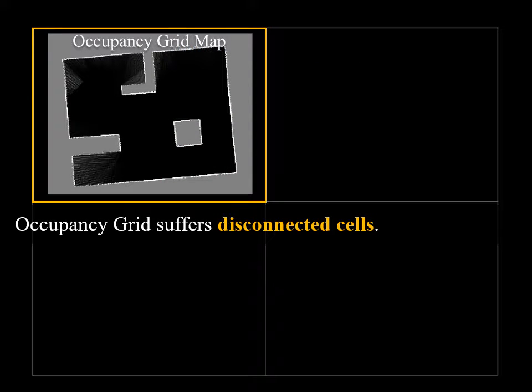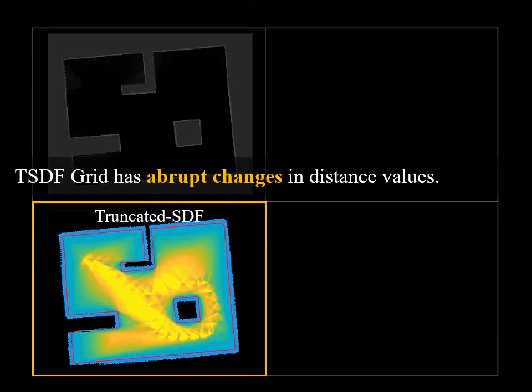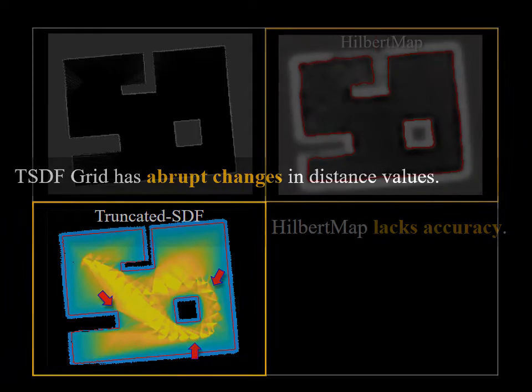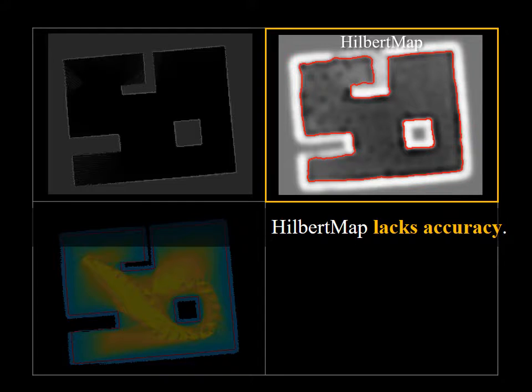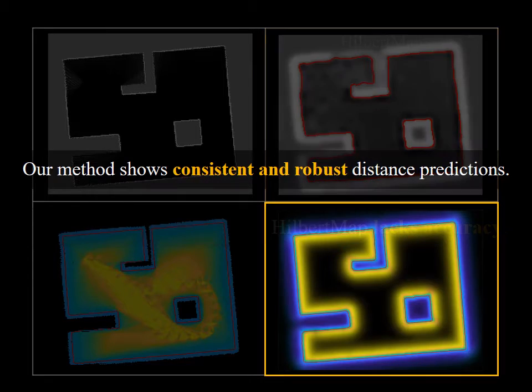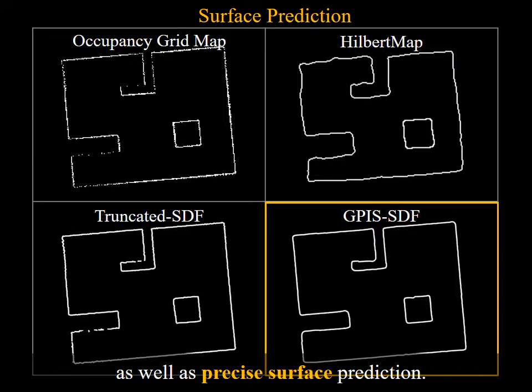In this case, occupancy grid maps suffer from disconnected cells, as not enough measurements have been made to trust a cell's occupancy. The truncated signed distance function has abrupt changes in its distance values. Hilbert map lacks accuracy and has poor edges. Our method, GPIS, shows consistent, robust distance predictions, as well as precise surface representation.